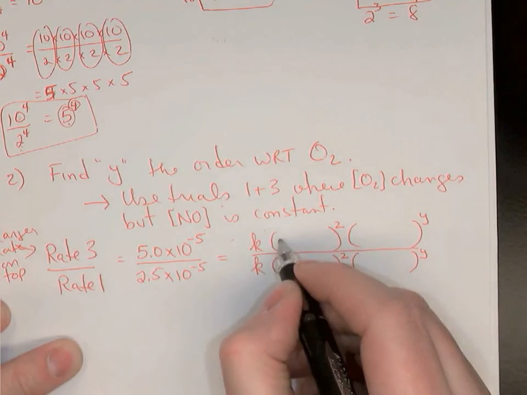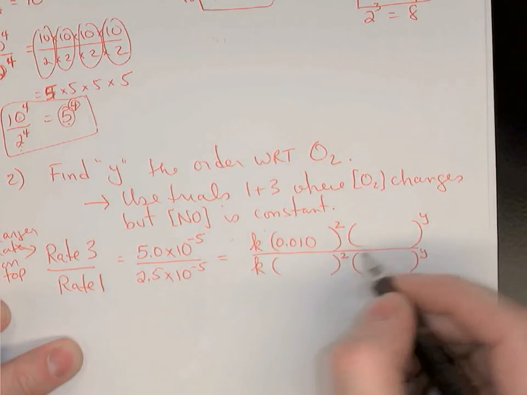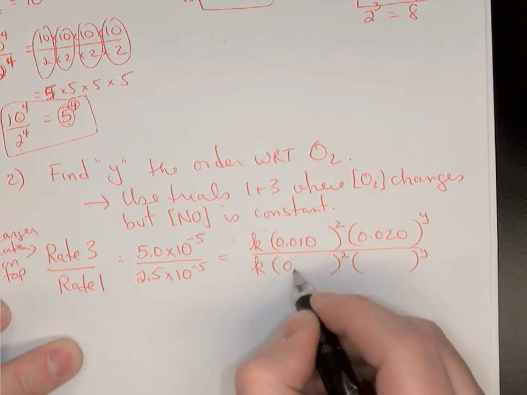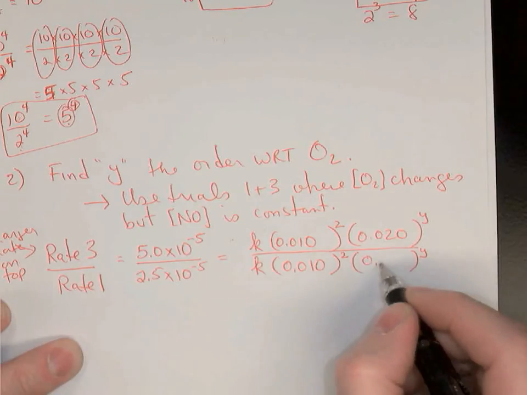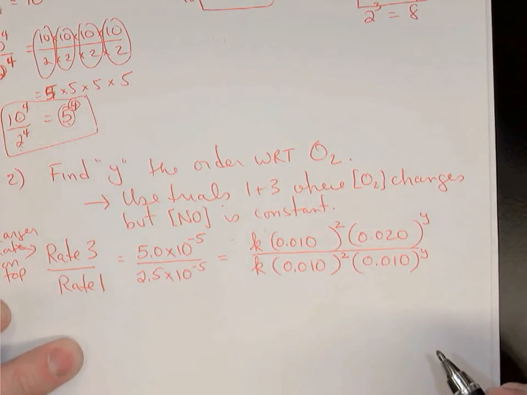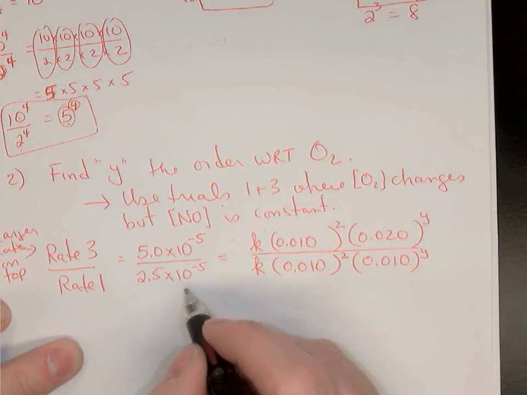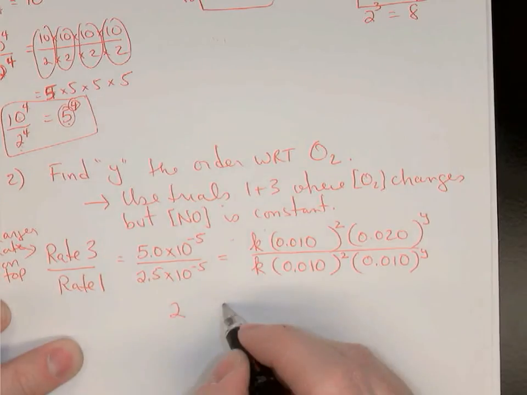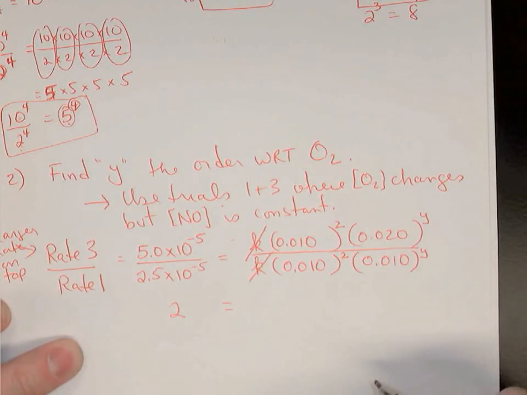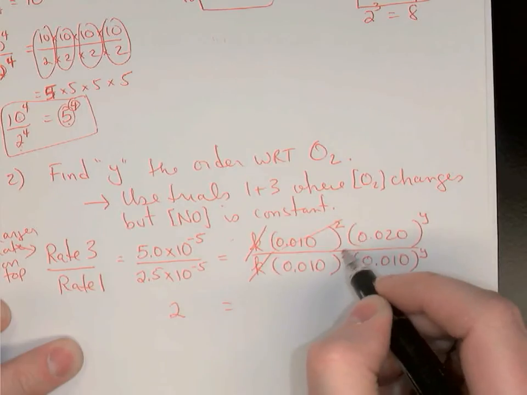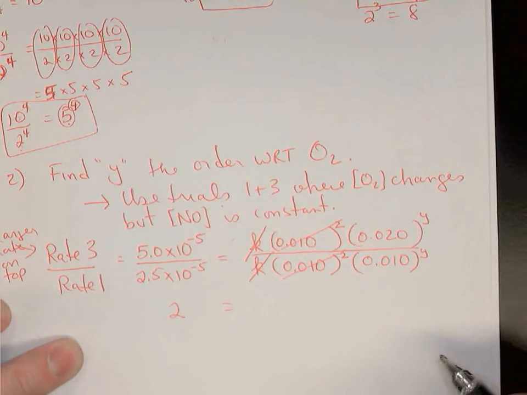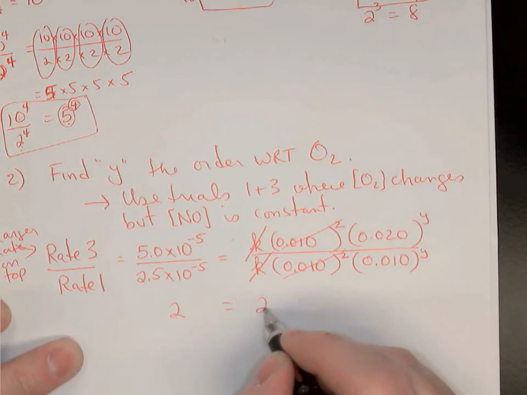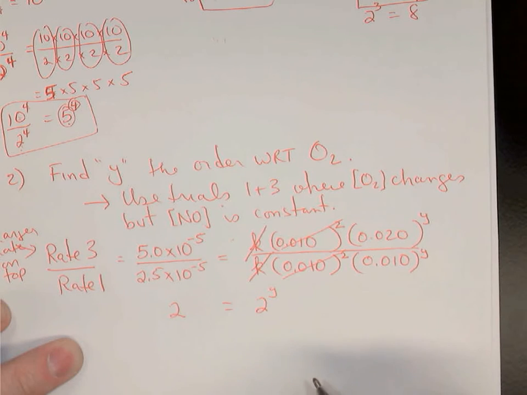For trial 3 we have 0.010 squared and 0.020 to the power of y, and in trial 1 we have 0.010 squared and 0.010 to the power of y. Dividing 5 times 10 to the minus 5 divided by 2.5 times 10 to the minus 5 is 2. And so that equals, the k's cancel. 0.01 squared divided by 0.01 squared cancels. And we're left with 0.02 to the y divided by 0.01 to the y, which will equal, using the same logic we used a minute ago, 2 to the power of y.